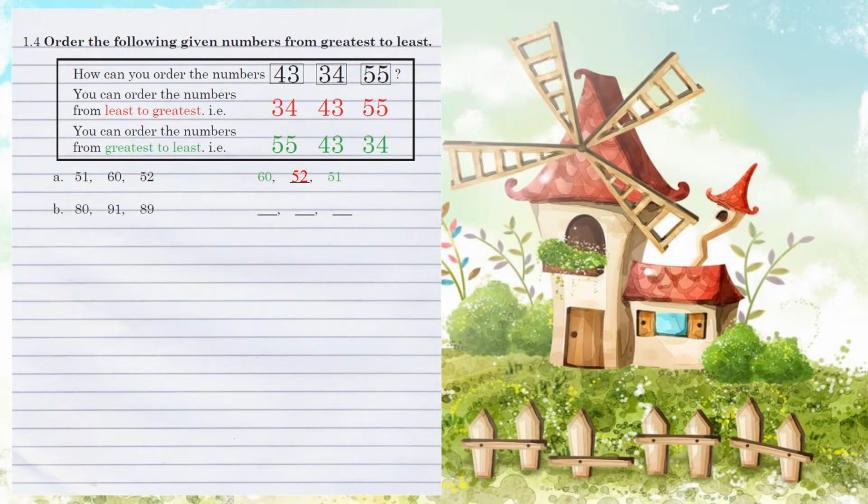We have 80, 91, and 89. Out of the 3 there, which one is the biggest or the greatest? Well, 9s are bigger than 8, so 91 for sure is going to be our biggest number. Now we have to ask ourselves, is 89 bigger than 80, or is 80 bigger than 89? Well, 9 is bigger than 0, so therefore 89 is bigger than 80. So 80 will be the smallest of the 3.